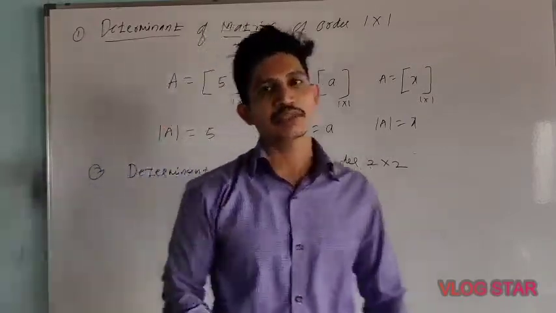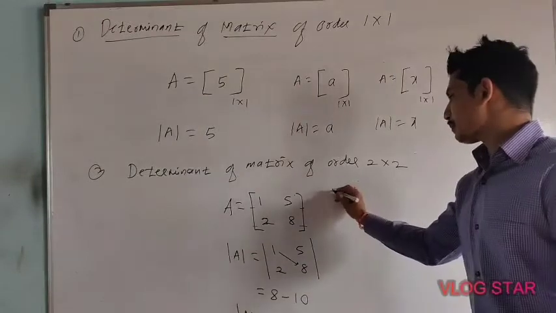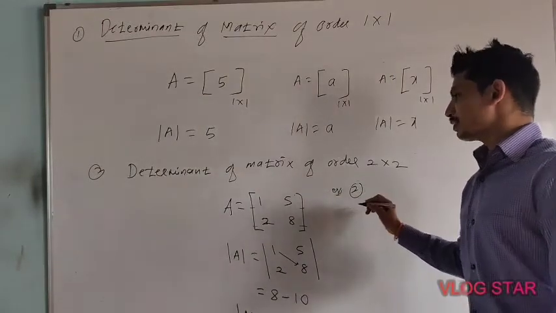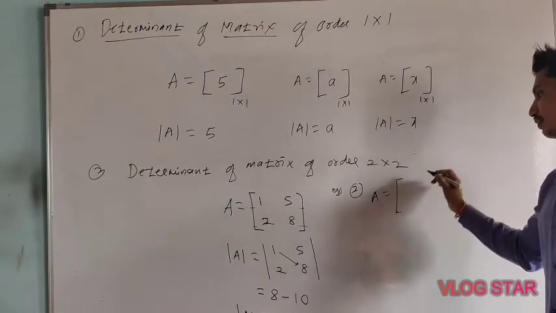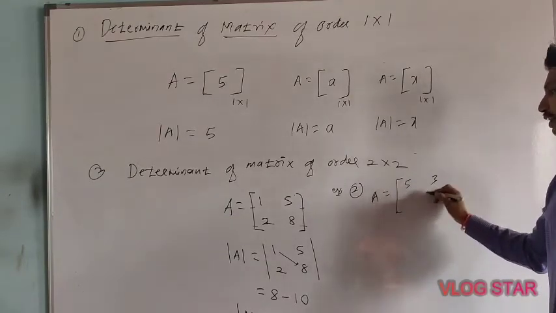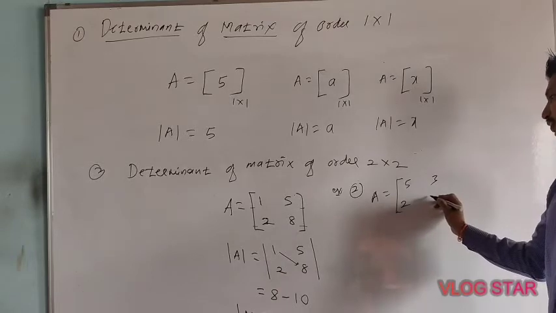See, one more example now I'll give. Example number 2. Now I'll take one more matrix here: 5, 3, 2, 7.